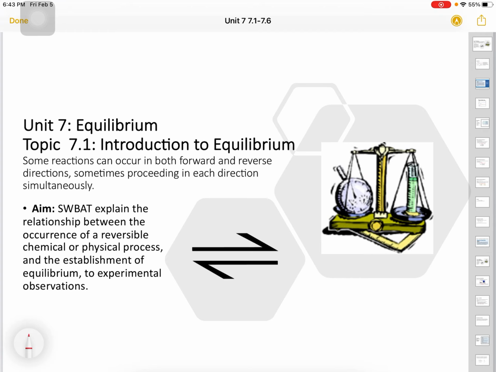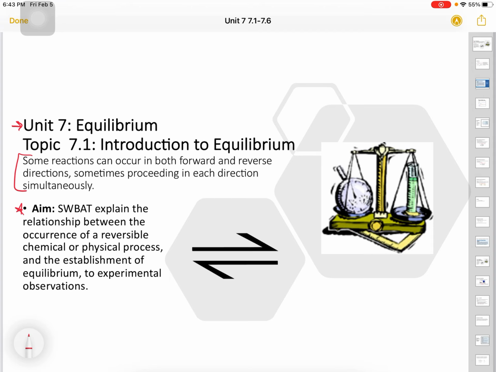Equilibrium is a topic in chemistry that will be discussed in Unit 7, 8, and 9, the part of 9 that we haven't done yet. So Unit 7 is our Introduction to Equilibrium and topic 7.1 specifically. The key for all of the videos you're going to be watching in this segment on 7.1 to 7.6 is that some reactions can occur in both forward and reverse directions, sometimes proceeding in each direction simultaneously.